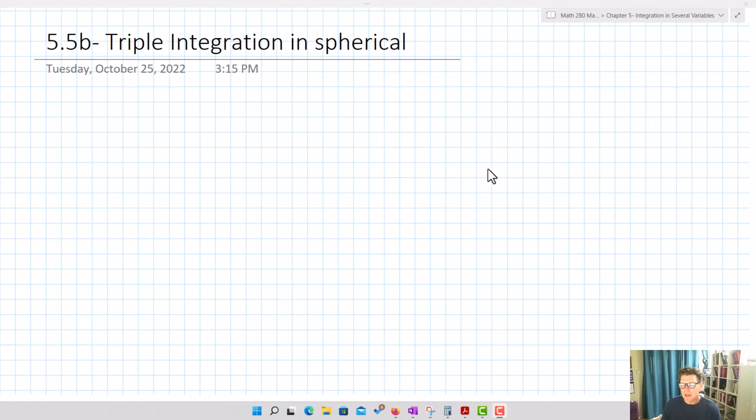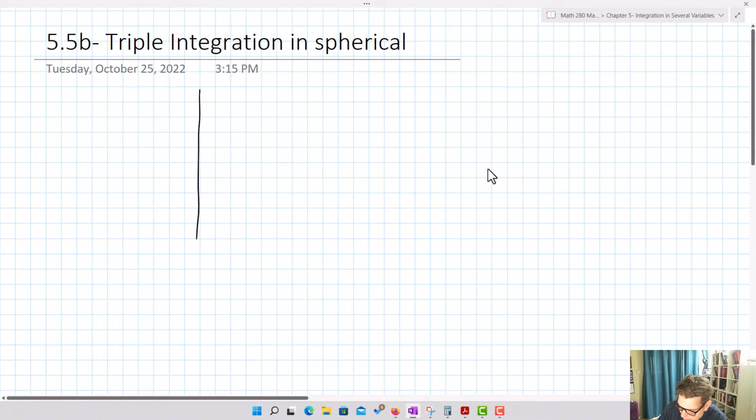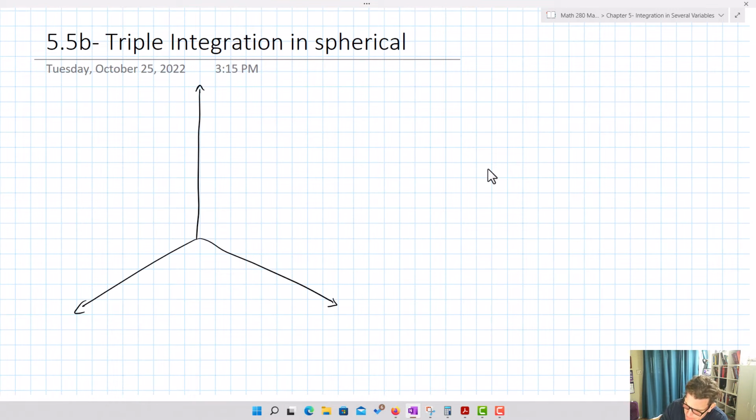spherical can be really powerful and really handy. Where we're going to start out here is talking about the basics of the spherical coordinate system, just reviewing that a bit. So we're going to have our X, Y, and Z axis. I'm going to draw the X, Y, and Z axis.